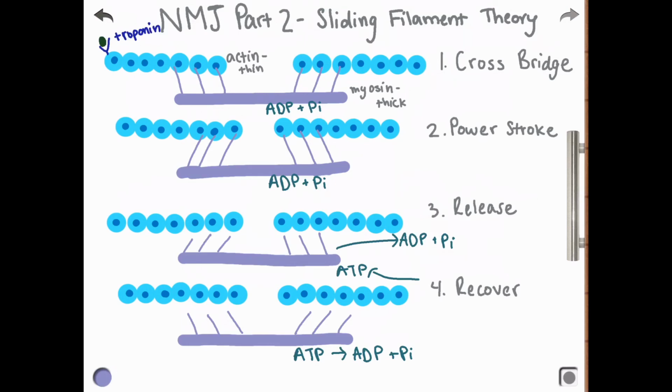So to recap, the cross bridge is when the myosin heads reach up and grab the actin. The power stroke is when they pull the strands of actin closer together. The release is when they let go, and the recovery is when they move back into position so that they can repeat the process.